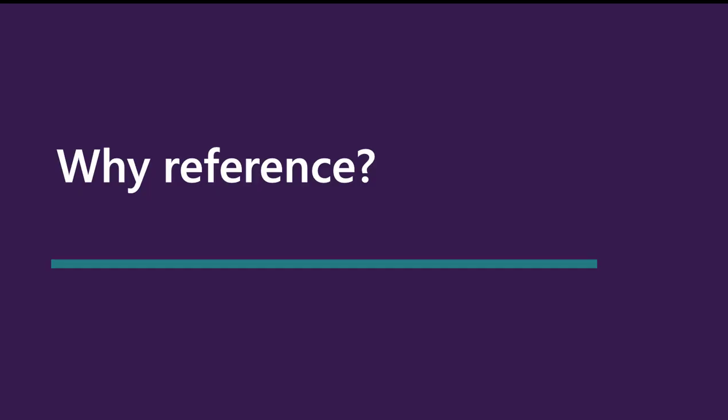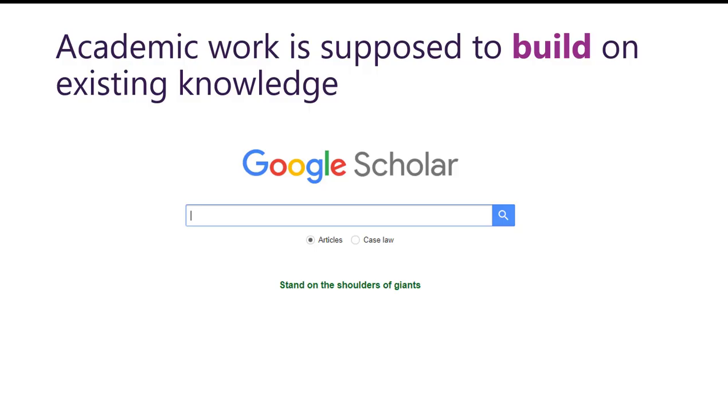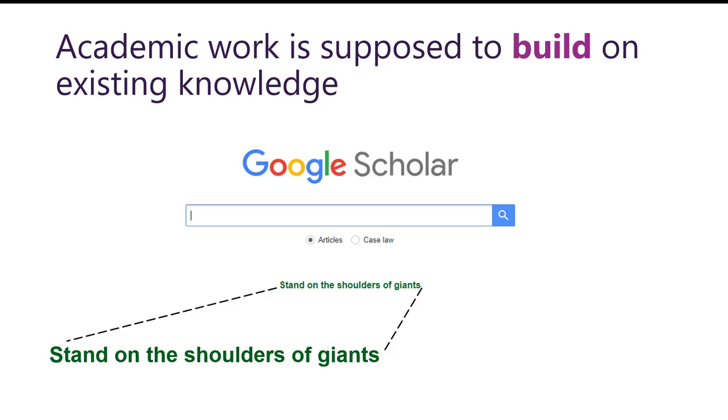A lot of new students ask us why referencing is needed. It can seem an unnecessary extra piece of work to do. However, academic work is supposed to build on existing knowledge. Here is a screenshot of the Google Scholar opening page, and it clearly says this allows you to stand on the shoulders of giants, which means you're building on other people's work. So that emphasises it nicely.